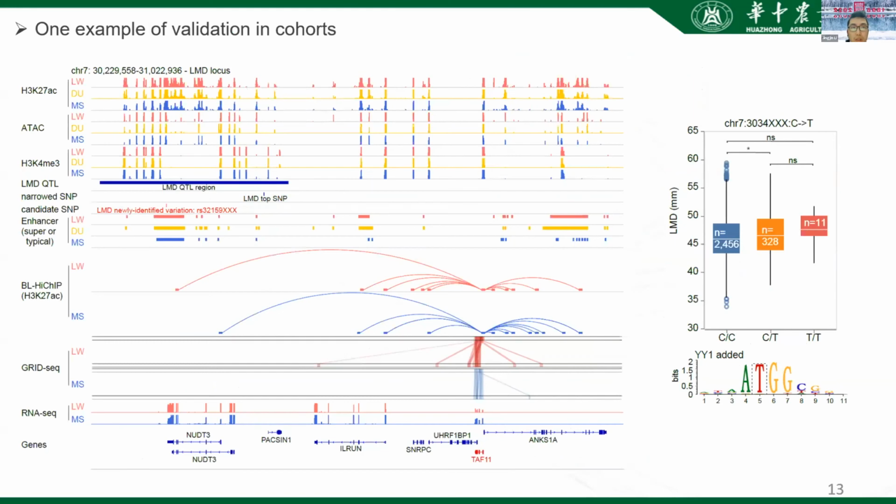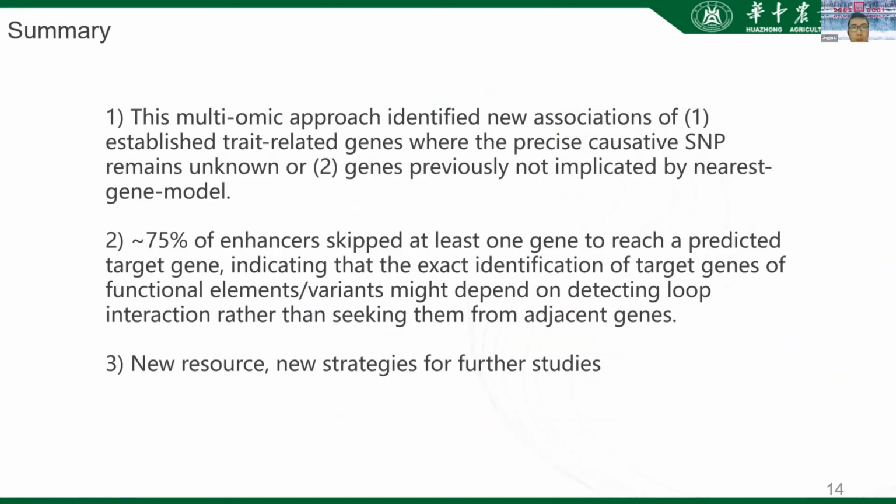And here is also another example of validation in a cohort. This is for loin muscle depth, and we identified a new variation. And this variation, as you can see, has different allele effects in the herd. And here is our summary.